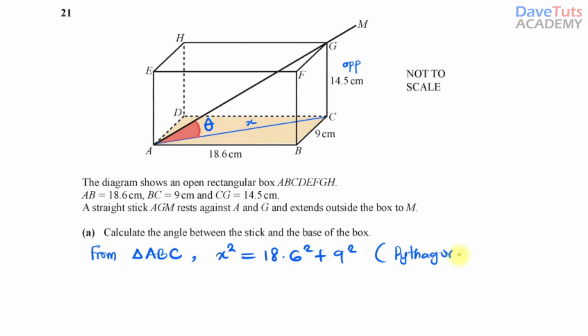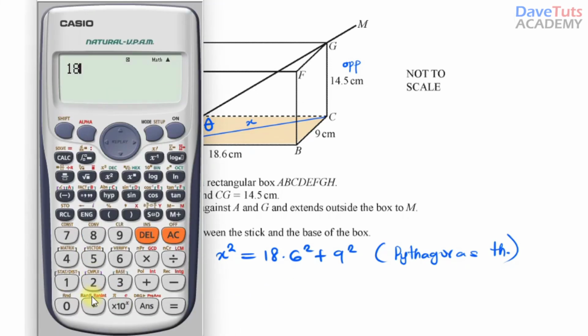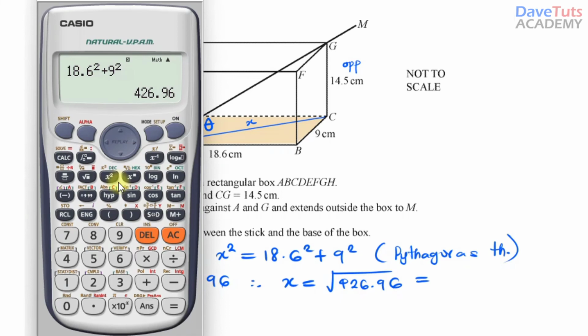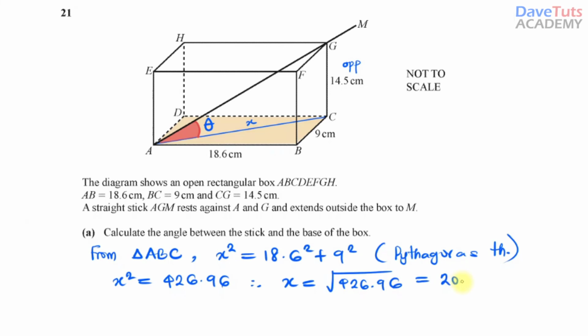Okay, so once we have postulated that, we can say that x squared is equal to 18.6 raised to power 2 plus 9 raised to power 2. This is 426.96, such that x itself is going to be the square root of 426.96. And what's that going to give us? The root answer that we just got is 20.663. This is 20.663 centimeters. So that is that.